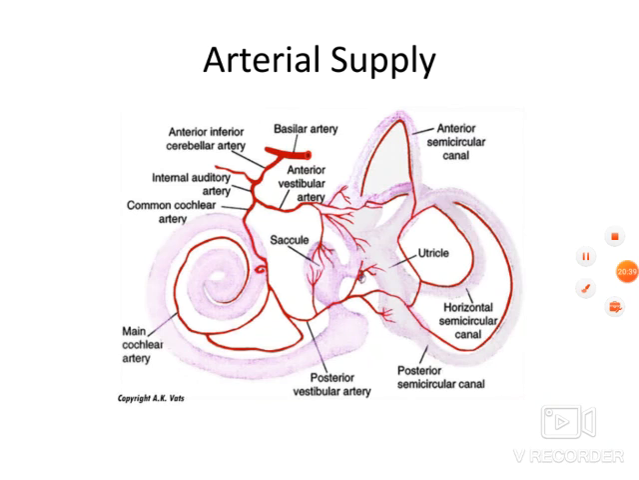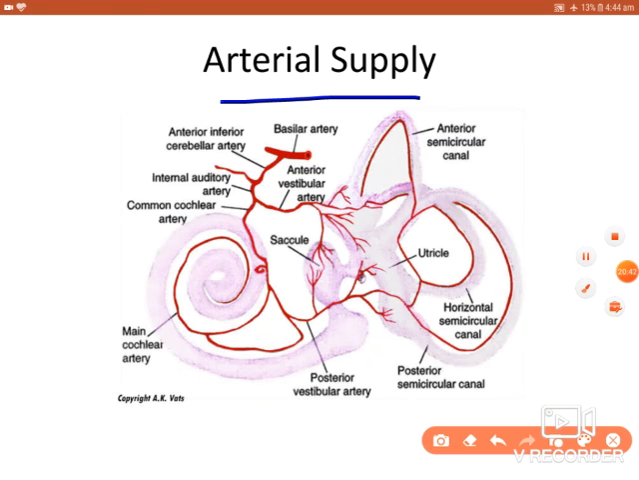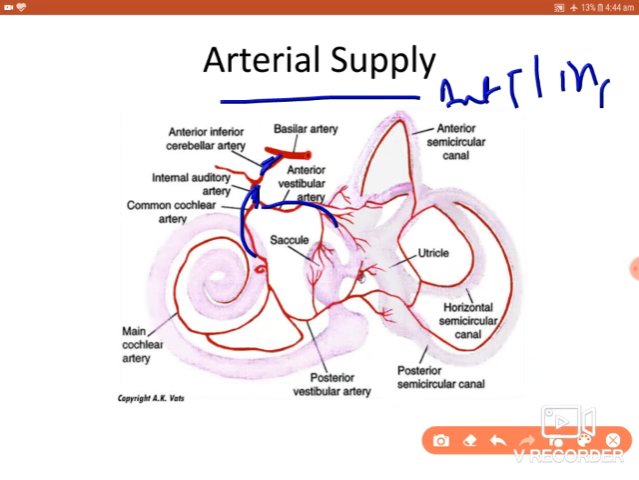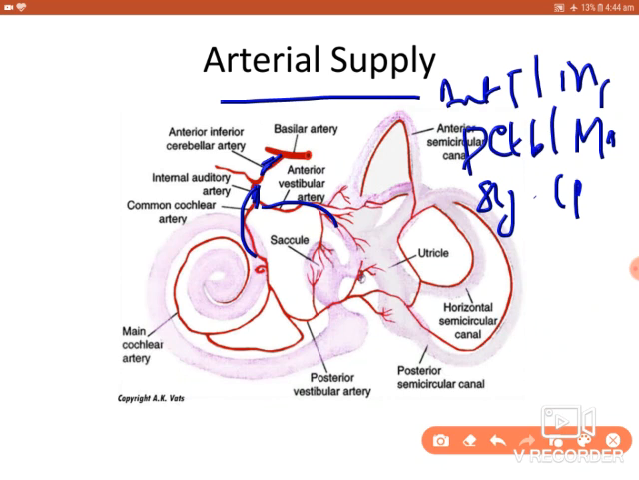Coming to the arterial supply, the membranous part gets its arterial supply from the labyrinthine arteries, from the anterior inferior cerebellar artery. It divides into a cochlear branch and a vestibular branch. The bony labyrinth gets its supply through the anterior tympanic branch of the maxillary artery, then the petrosal branch of the middle meningeal artery, which is also from the maxillary artery. Then there is a stylomastoid branch from the posterior auricular artery.